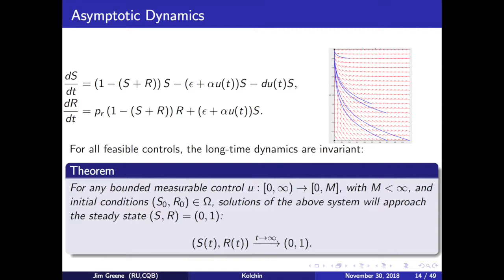Okay, so the question is, asymptotically, is this interesting? Well, I would say no. Basically it's clear, because no matter what treatment you're applying, there's a leakage term epsilon, and there's a carrying capacity, so everything always becomes completely resistant. So resistance always wins no matter what sort of control you apply. Any bounded, measurable control you apply, you're always going to get a tumor that approaches fully resistant.